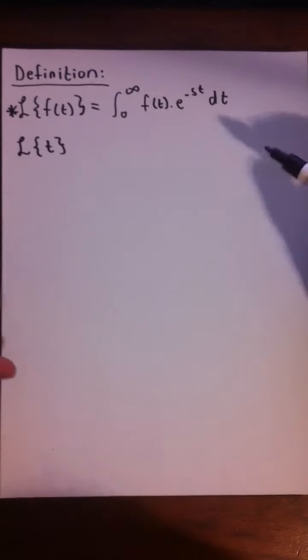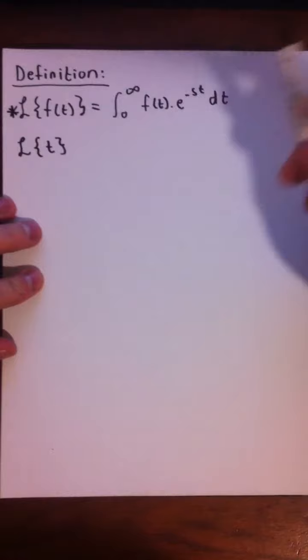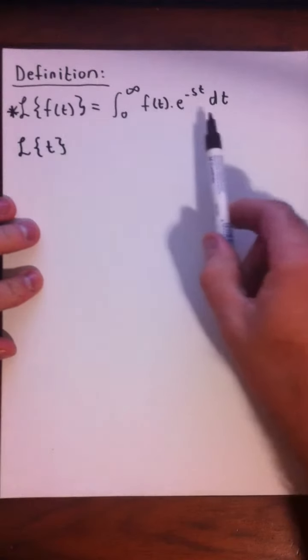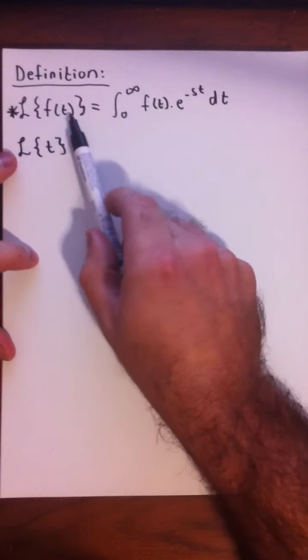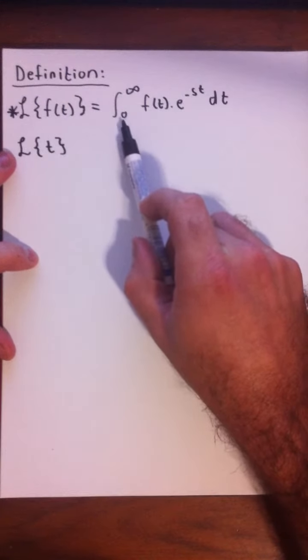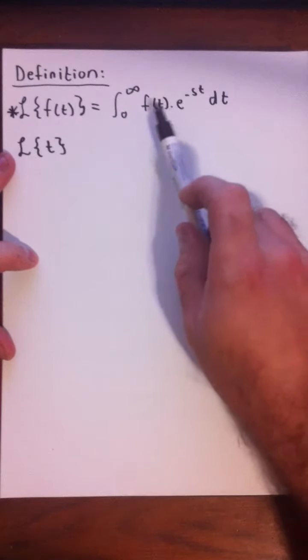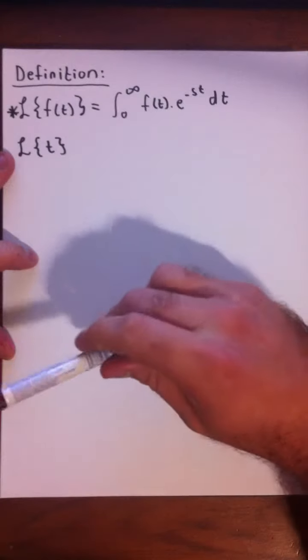Okay, in this video we will just be looking at how to find the Laplace transform of a simple function using the definition of a Laplace transform. So this is the definition. The Laplace transform of some function of t is equal to the integral from 0 to infinity of that original function times e to the negative st.